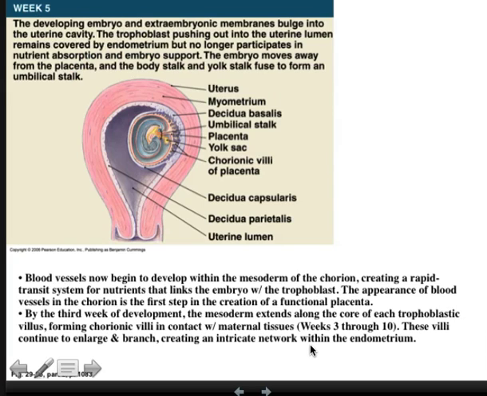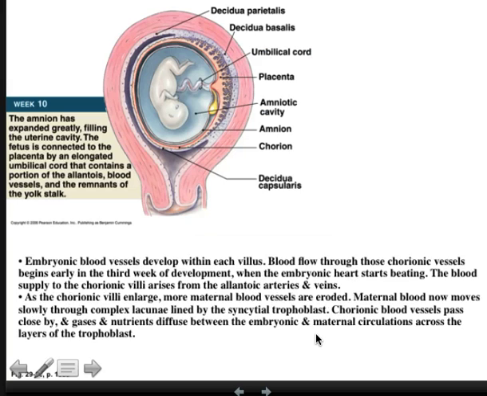By the third week of development, the mesoderm extends along the core of each trophoblastic villus, and it forms chorionic villi in contact with maternal tissue. This happens between day 21 through day 70. These villi continue to get larger and branch, and this creates an intricate network within the endometrium. This is going to be how we exchange nutrients and waste products between the maternal and the embryonic circulation.